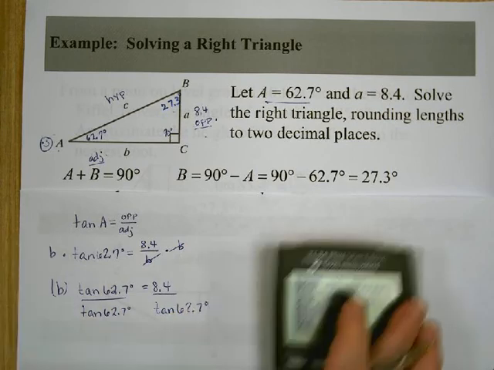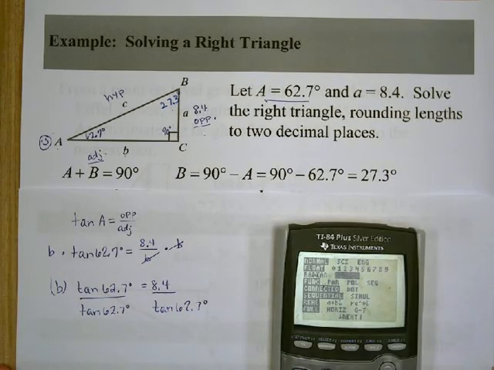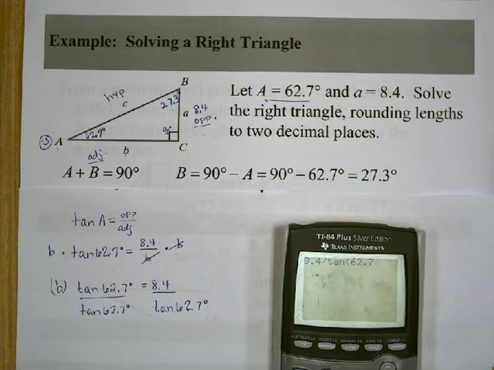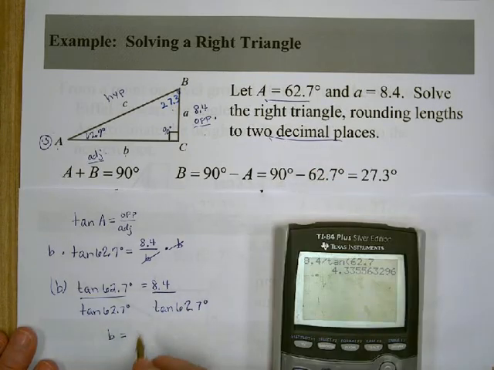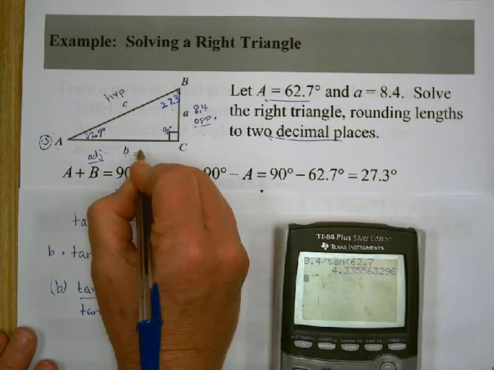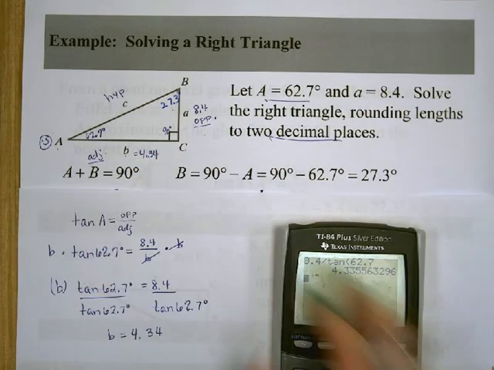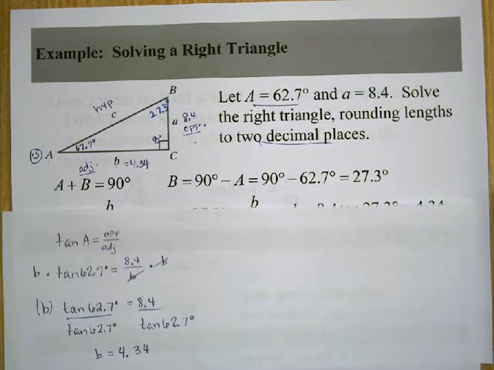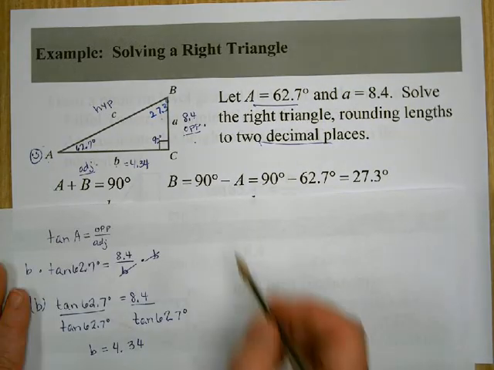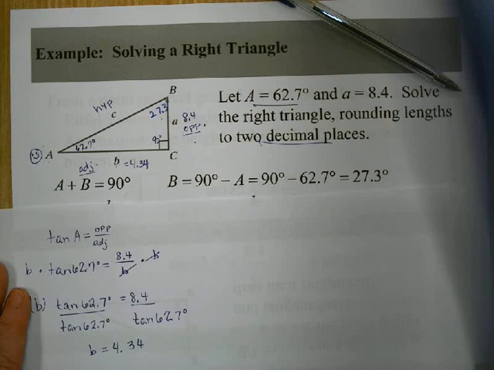Now, again, make sure you're in degree mode on your calculator. 8.4 divided by the tangent of 62.7, and that gives me, rounded to 2 decimal places, 4.34. Okay. Now I'm going to circle that.